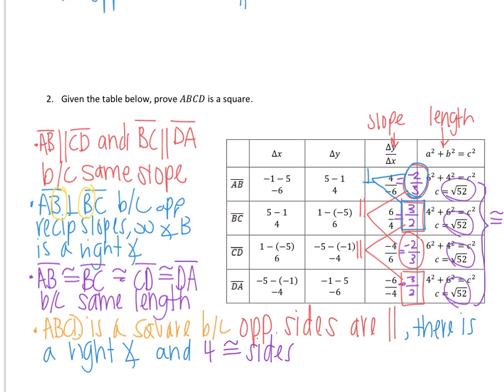So again, the last statement is very generic. It's a summary of what you concluded up above. Opposite sides are parallel. There's a right angle, and we have 4 congruent sides. If you flip it over, we're going to actually do a full proof together.